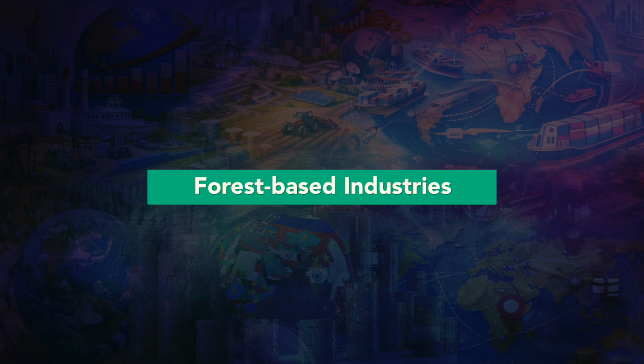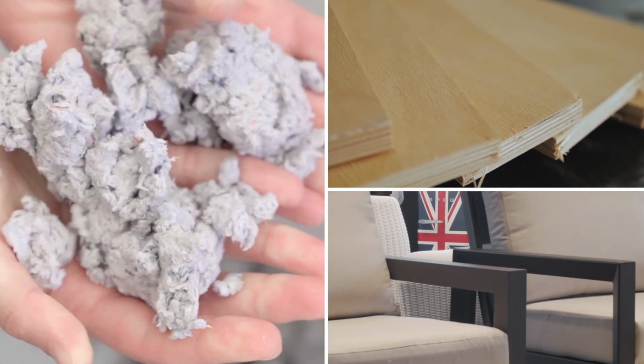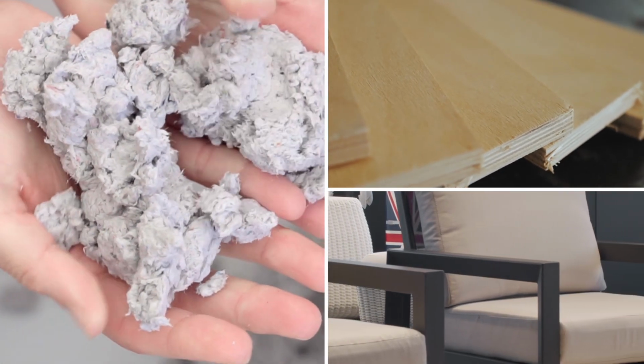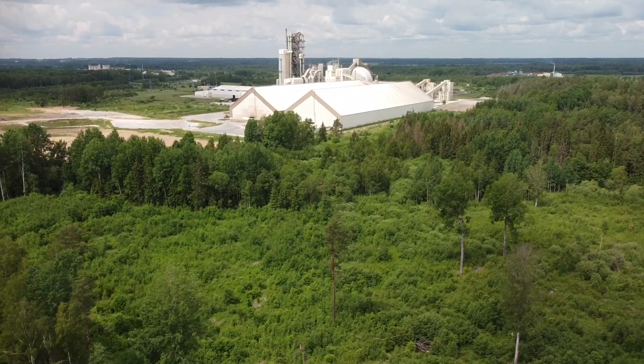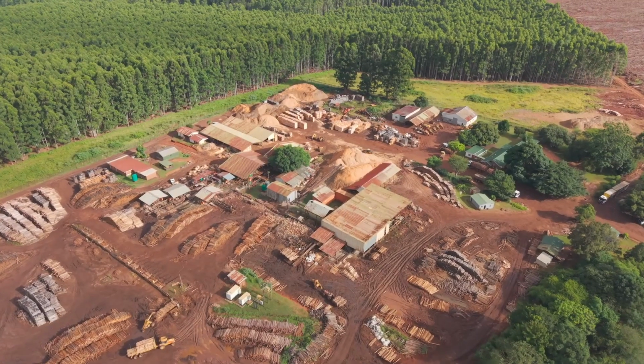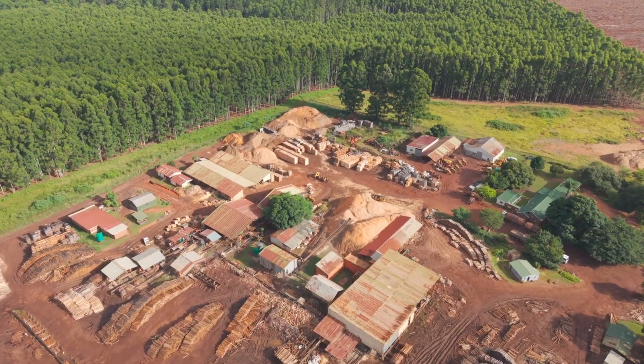Forest-based industries. These industries use forest products as raw material. The examples are paper and pulp, plywood, furniture. They are often located near forest areas or at places where timber and forest produce can be brought easily. Forest-based industries remind us that forests are not only ecological resources but also important economic resources.